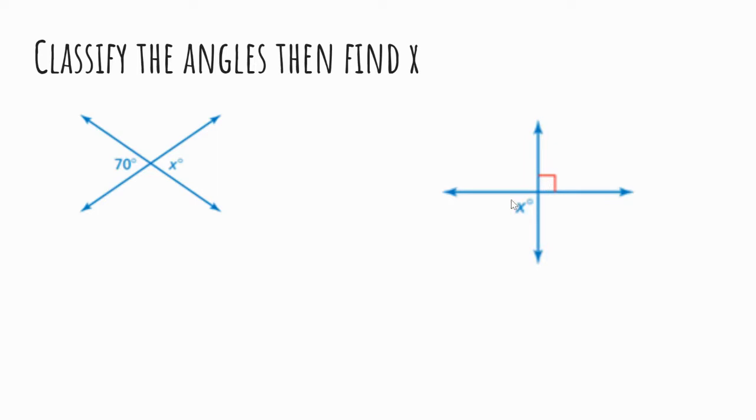Okay. Now we notice this one. Again, these are vertical angles. This is vertical to that. So we have two intersecting lines. Since that is a 90 degree angle, X is 90 degrees.